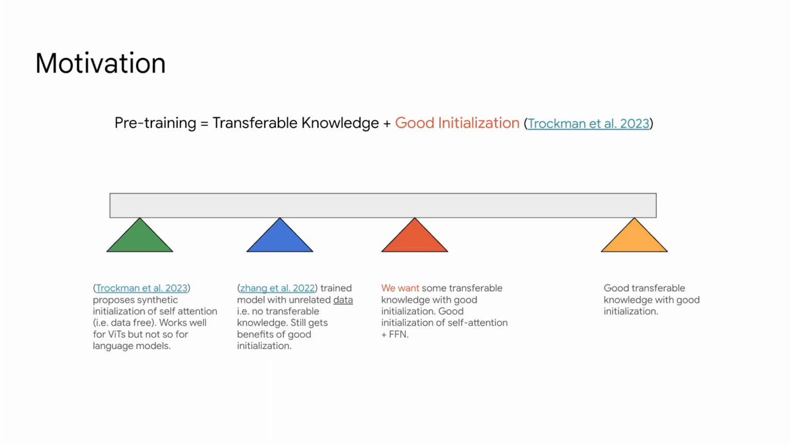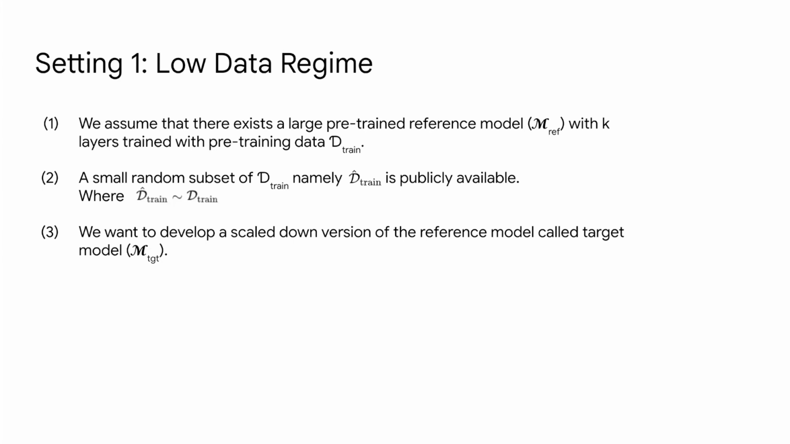So we want to be in this middle place, this red triangle, where we have some transferable knowledge and good initialization. By good initialization, I mean good initialization of my self-attention layers and FFN, because as you know, a transformer block consists of self-attention and feed-forward layers, which are MLPs. So I need better initialization with some transferable knowledge, not exactly very good. Yeah, so this is the very simple recipe that we saw.